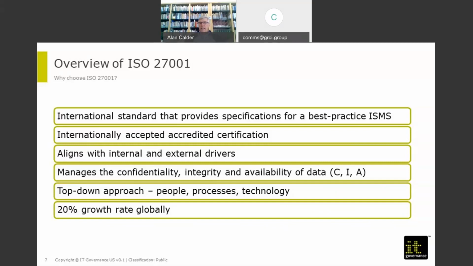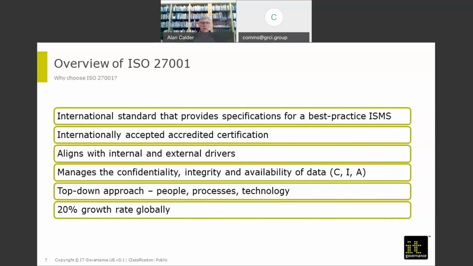If you get certificated against the standard by what's called an accredited certification body, that certification is valid everywhere in the world. So if you have a UK subsidiary that is audited and certified by a British accredited certification body, that certification is valid in the United States, in Canada, in Asia Pacific. It's internationally recognized certification against an internationally recognized standard.